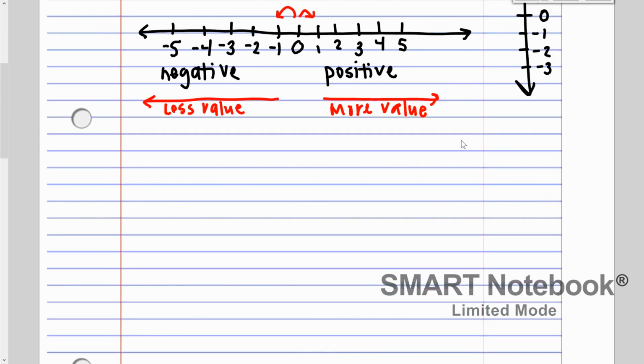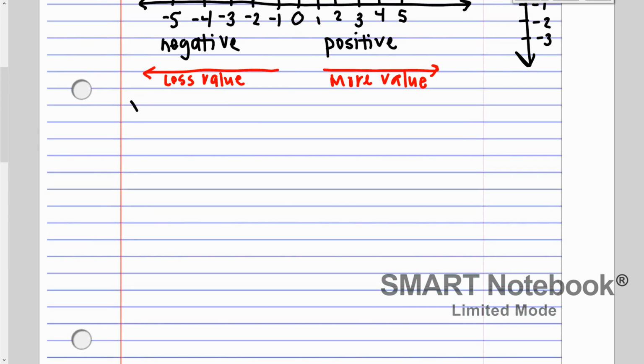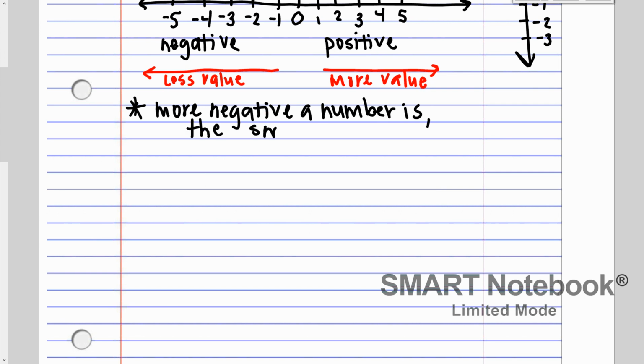So let's write that down in our notes so we have that written down somewhere. So the more negative a number is, the smaller the value. Okay, so the number -5 is smaller than the number -4. And we're going to go ahead and highlight that, but I'm going to write the next one as well, so I can do all my highlighting at once.